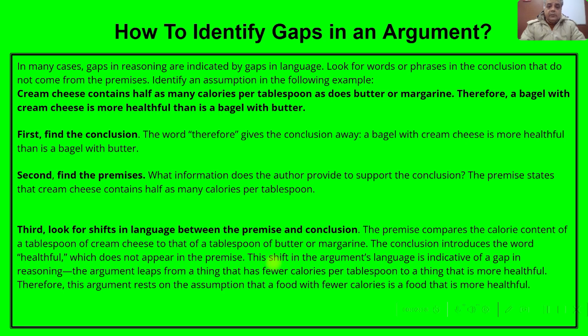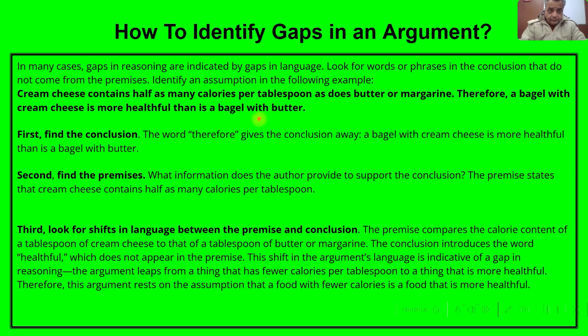So now how to look for the gap in the argument? When we are transitioning from the premise towards the conclusion, we try to find out whether there has been a shift in the language. So how do we figure out the shift here? We see what new word has been introduced in the conclusion. So here the new word that has been introduced is healthful, because this word has not been mentioned in the premise.